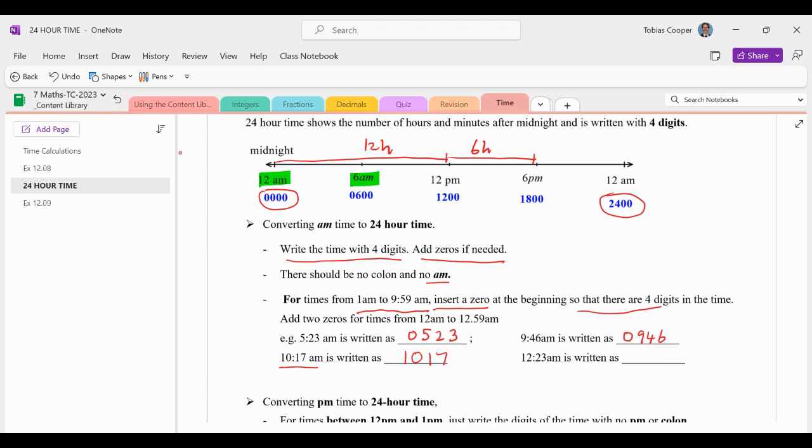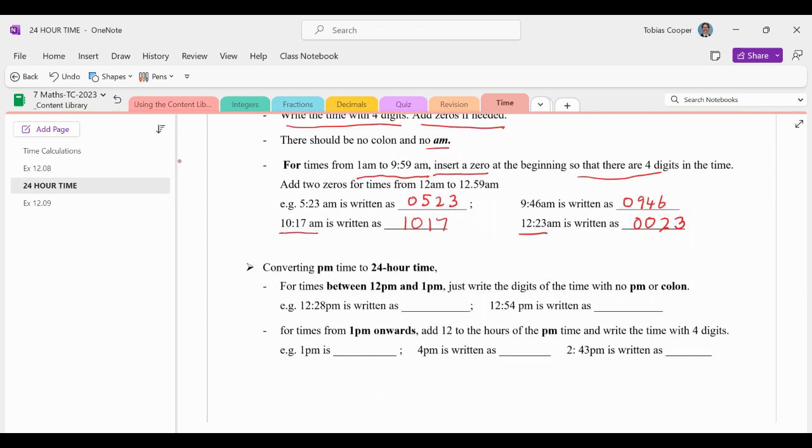12:23 a.m. Well, we're just going to write that as 12:23. That's 12 hours and 20. Actually, that's not correct, is it? Because it's a number of hours after midnight. So this is 23 minutes after midnight. So it should be 0, 0, 2, 3. Okay, so midnight is 0, 0, 0, 0. So 23 minutes after midnight is 0, 0, 2, 3.